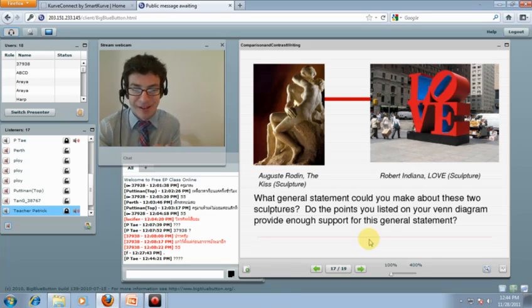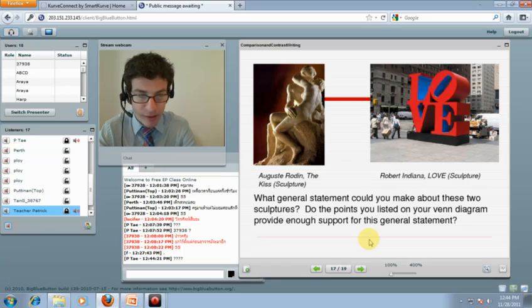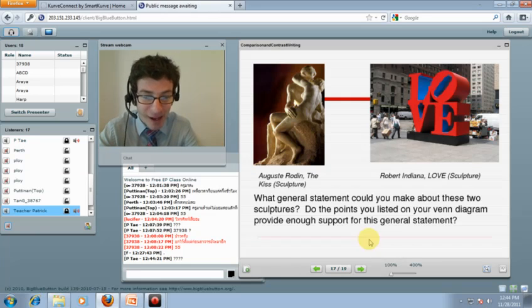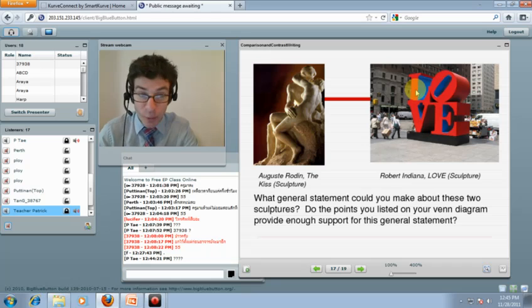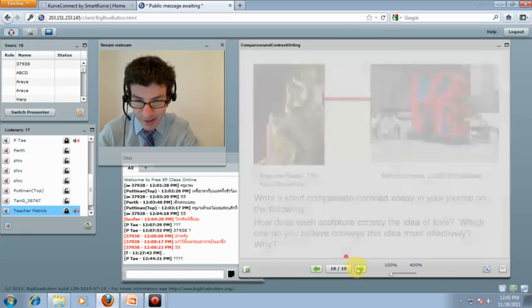It's a little more complicated. Because these are sculptures, they're art. So, let's go over what we can say to support the idea that both of these represent love. Okay? So, Rodin, The Kiss, this one, has two people kissing. Does that remind you of love? Yes, of course. This one over here is the word love spelled out. Does that remind you of love? Yes. Okay, so our statement could be, both sculptures remind us of love. Now, do they both? Yes. Okay. We're good.